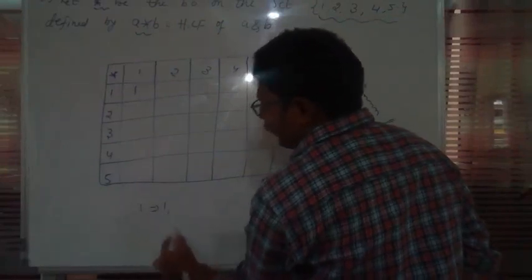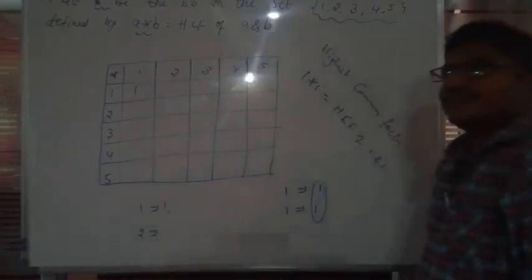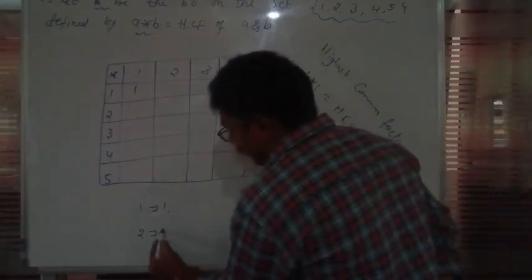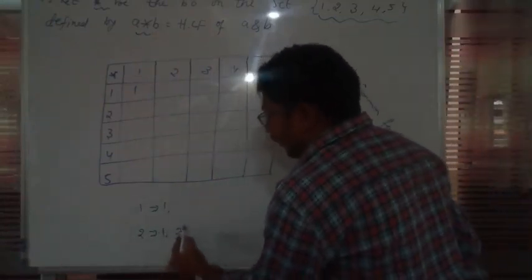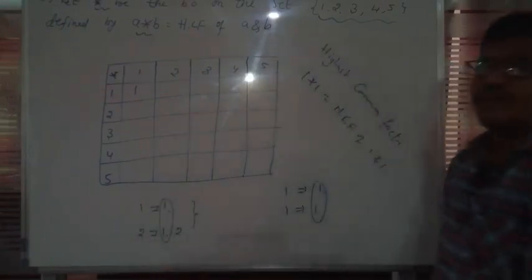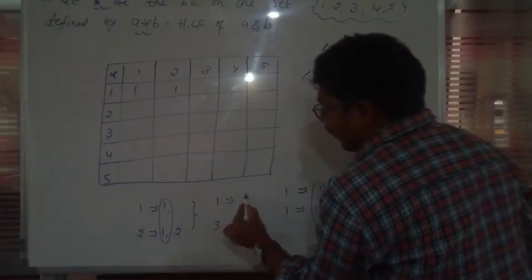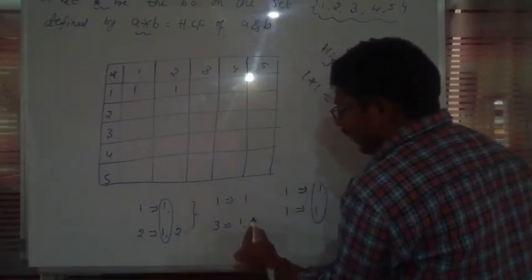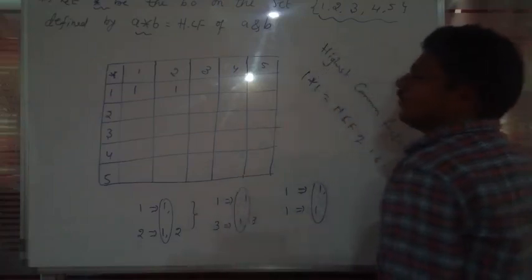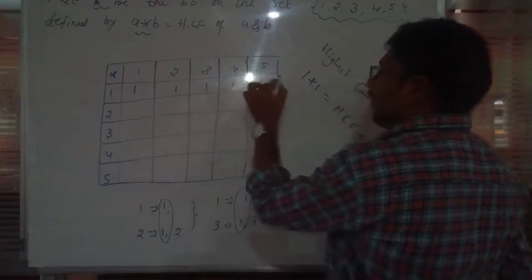Next, between the values 1 and 2: 1 is divisible by only one number, and 2 is divisible by 1 and 2. What is the common value? The highest common value is 1, so we write 1. Next, 1 and 3: 1 is divisible by 1 only, 3 is divisible by 1 and 3. The only common factor is 1. For 1 and 4 the common factor is 1, and for 1 and 5 the common factor is 1.